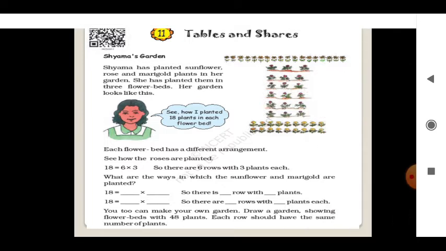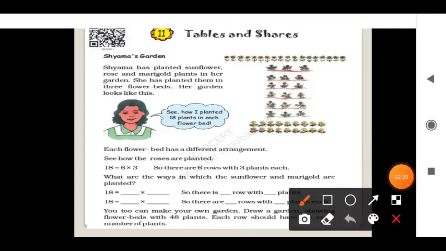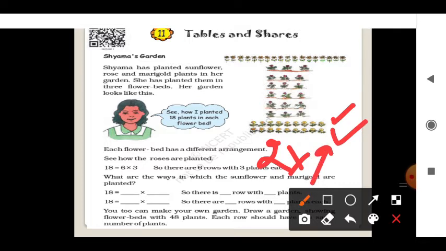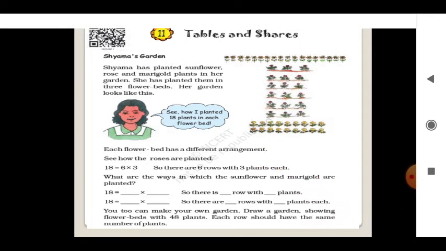Like that only, if you observe the marigold, how many rows did she arrange? 2 rows. In each row how many plants? 1, 2, 3, 4, 5, 6, 7, 8, 9. 9 plants. So 2 nines are 18. So this is also 18.